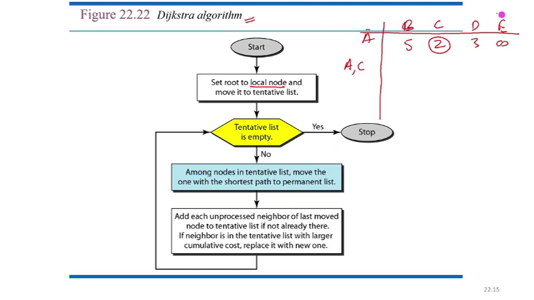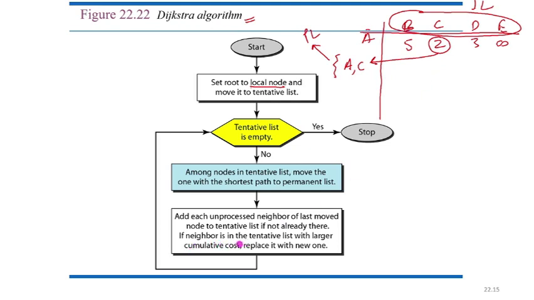So the tentative list is this. Among nodes in the tentative list, move the one with the shortest path to the permanent list. Out of these, this was the shortest one, so it needs to be moved to the permanent list. So we can call this the permanent list. Likewise, add each unprocessed neighbor of the last moved node to the tentative list if not already there. So if not already there, we need to add it. Once we have moved it, we need to find out the shortest path again.